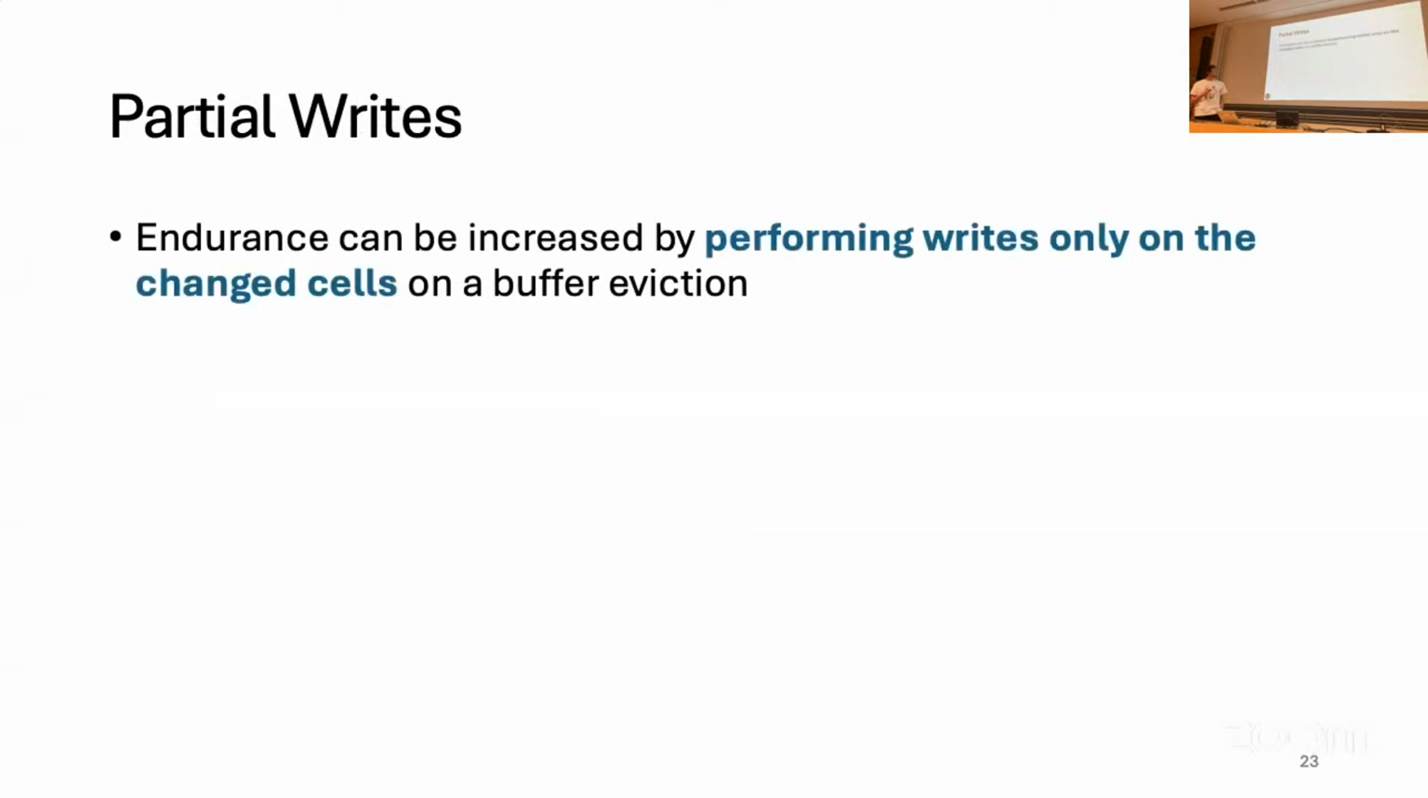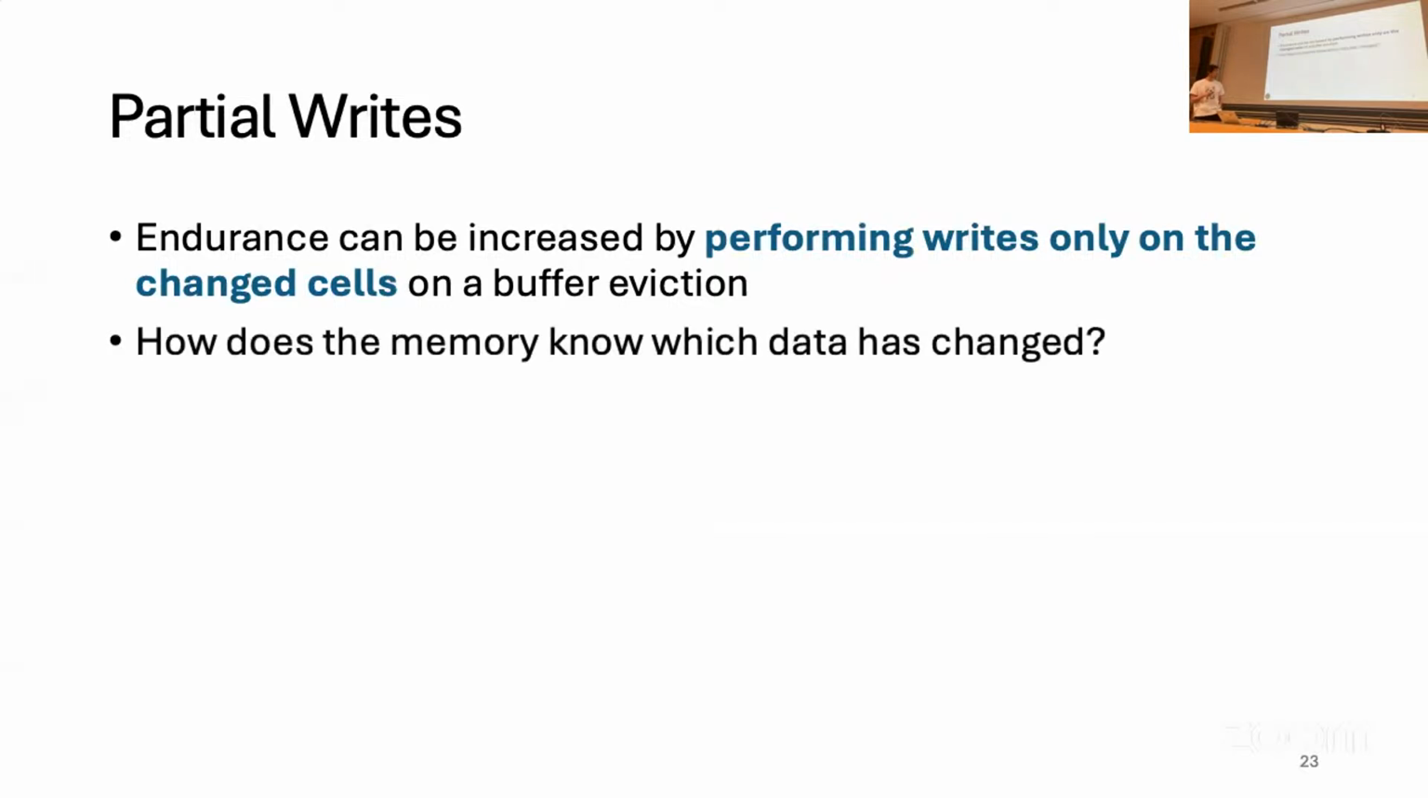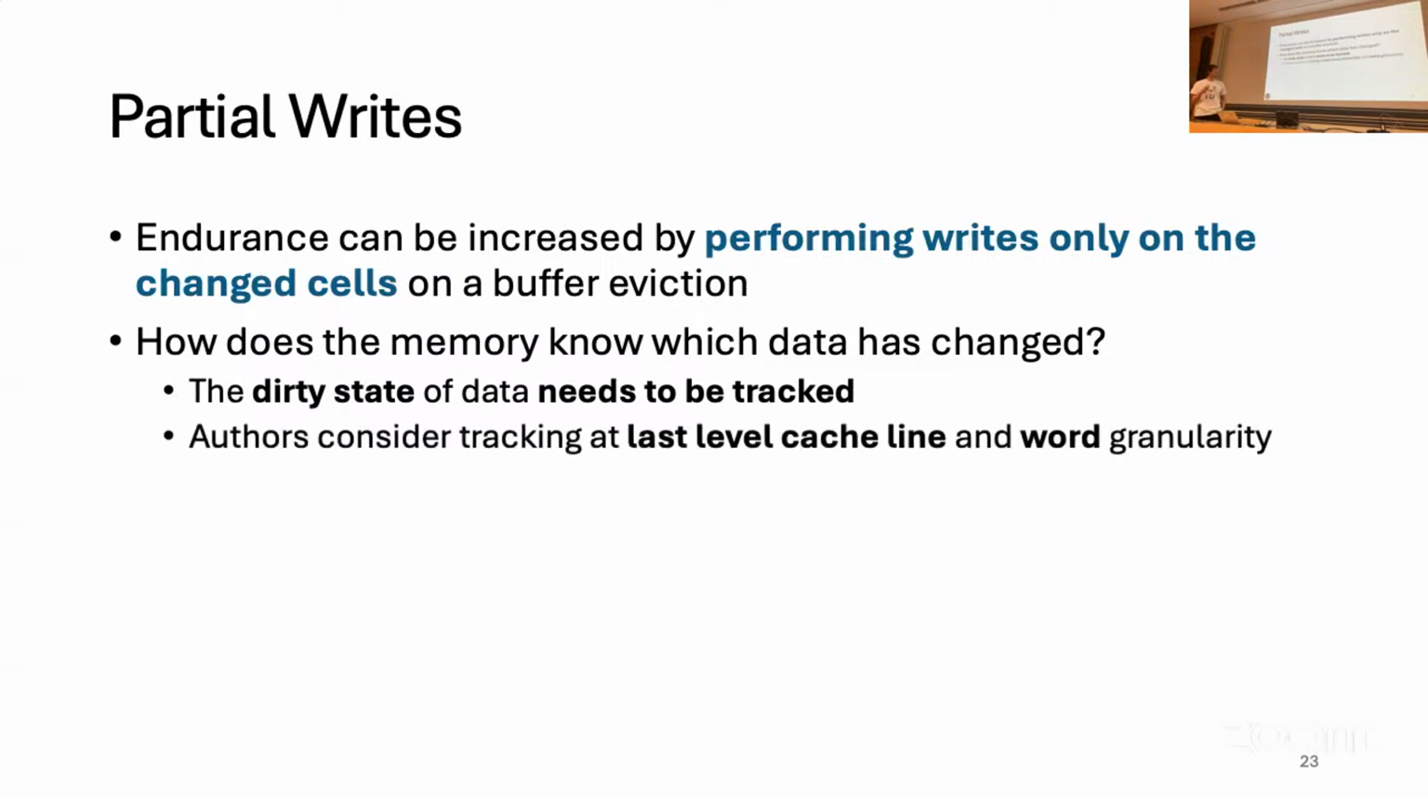And the idea here is that we can improve the endurance by performing writes only on the changed cells when we evict the row from the buffer. How do we know, or how does the memory know which part of its row has changed? Well, we need to keep track of that. So we need to add some dirty state. So you can think of it, you probably know in cache configurations, to keep track of what has changed, we keep like 1 bit, the dirty bit.